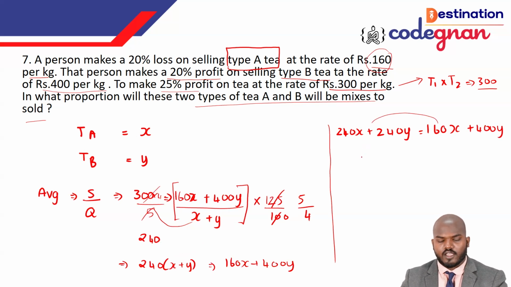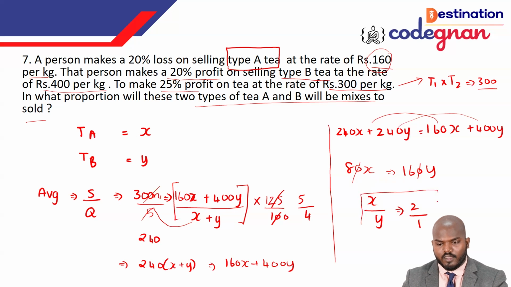So 240 minus 160 we can call it 80x, and 400 minus 240 we can say the value is what? That is 160y. We can say the zeros get cancelled. You can call it x by y. Okay, x by y is equal to 1:2. So probably this is a very easy answer.